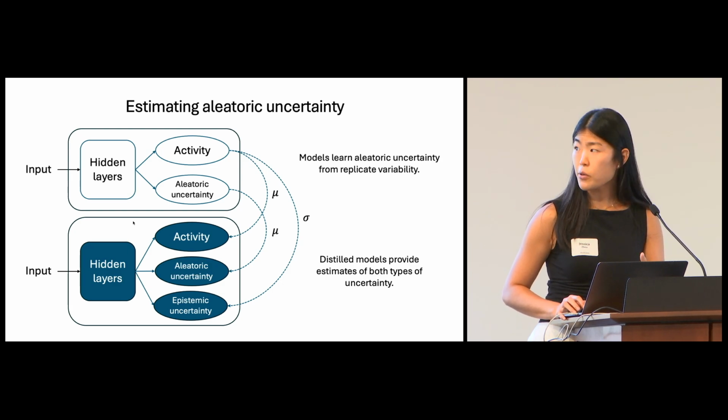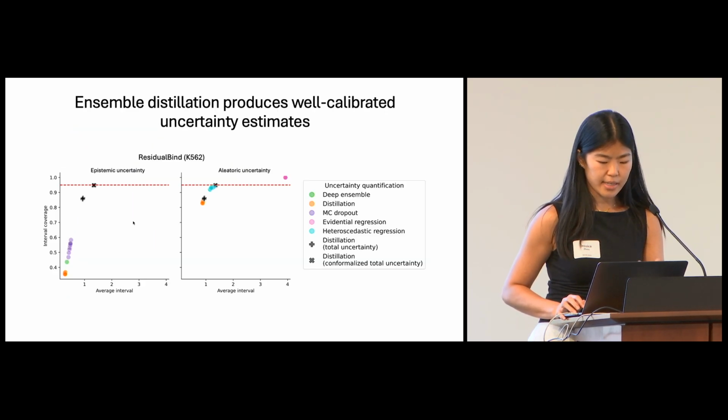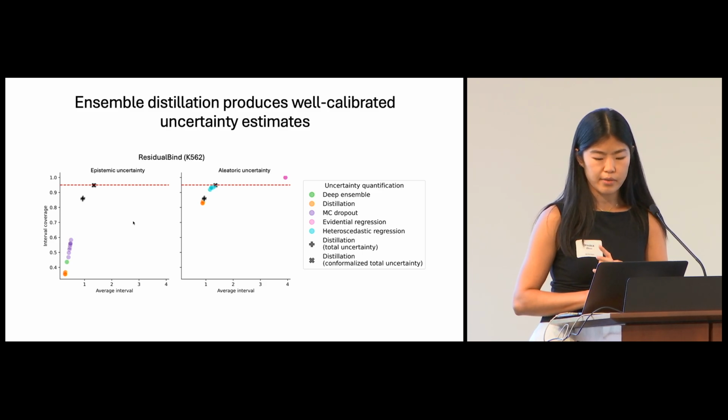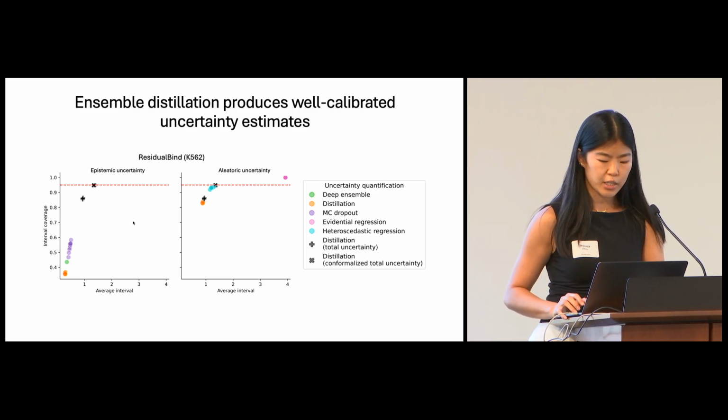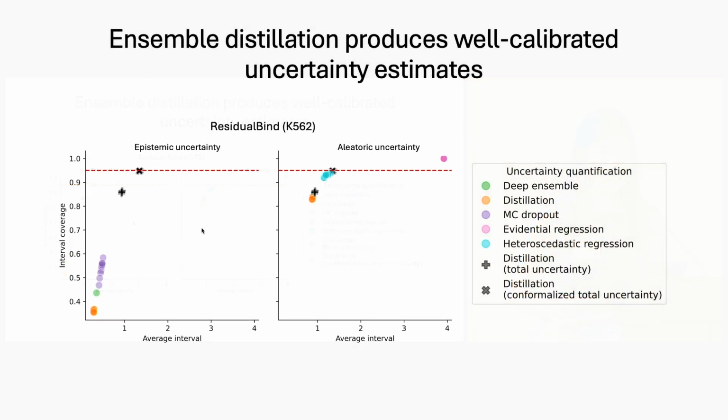When we evaluated these uncertainty estimates and compared them to those from several other popular methods for uncertainty quantification, we found that the total uncertainty estimated by our distilled models was quite well calibrated, and that we could additionally ensure further statistical guarantees when applying conformal prediction to these uncertainty estimates.